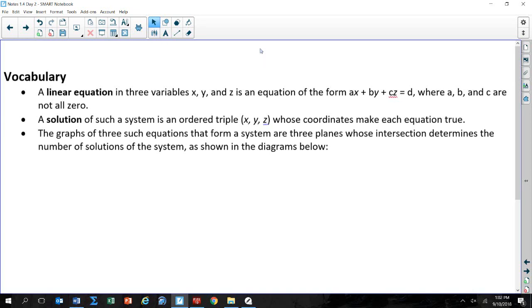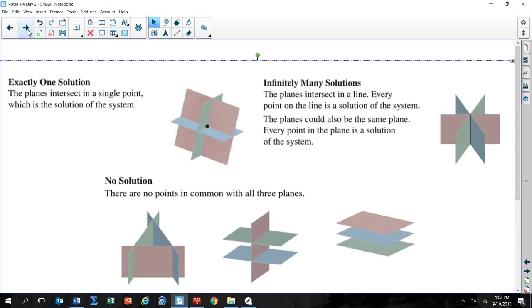The graphs of 3 such equations that form a system are 3 planes whose intersection determines the number of solutions, as shown in the diagrams below. So when we're talking about systems of 3 variables, there's 3 cases that can happen. You can have all 3 planes that intersect in a single point, so there's only one solution. So you can see here they all intersect in one point, so there's one solution.